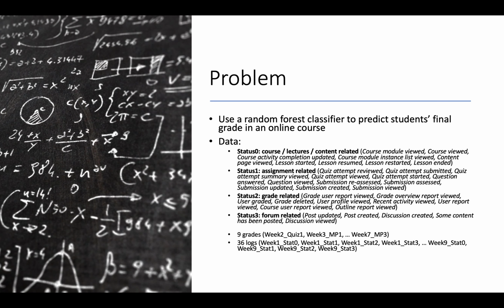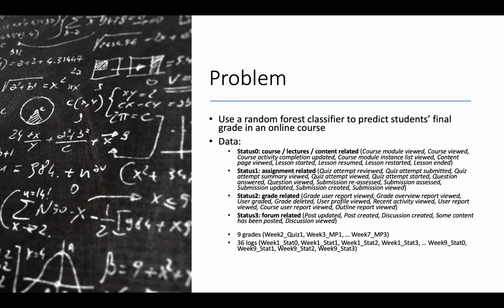The problem that you're going to solve in this mini project is to use a random forest classifier to predict a student's final grade in an online course. To give you a bit of context, this online course is very similar to what you're taking this period. This is for a machine learning course, one of the previous editions that I had, and the data is anonymized, of course.